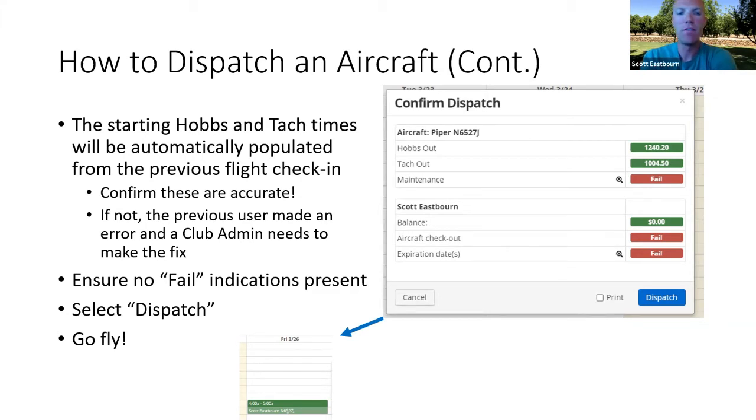So if there's a 100-hour inspection or something like that that prevents you from being able to fly the plane, you're going to see that noted here to tell you don't go fly, the aircraft's not ready. But on a perfect day, you'll just see the hobs out, the tack out, and your account balance, and then you're ready to click dispatch, and then at that point you're ready to go.